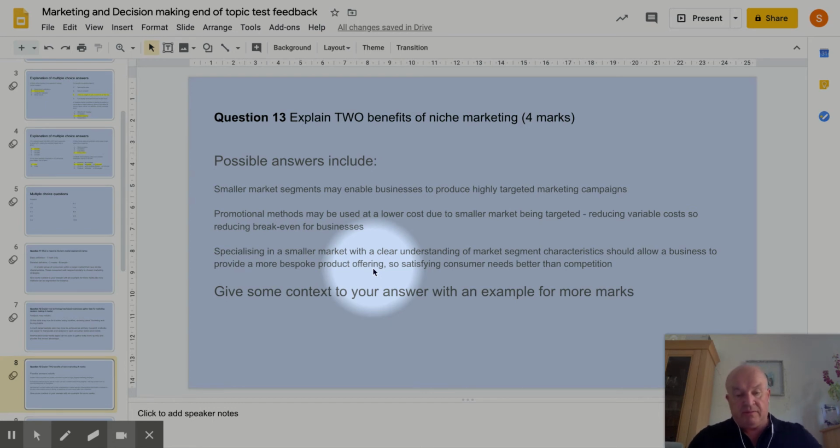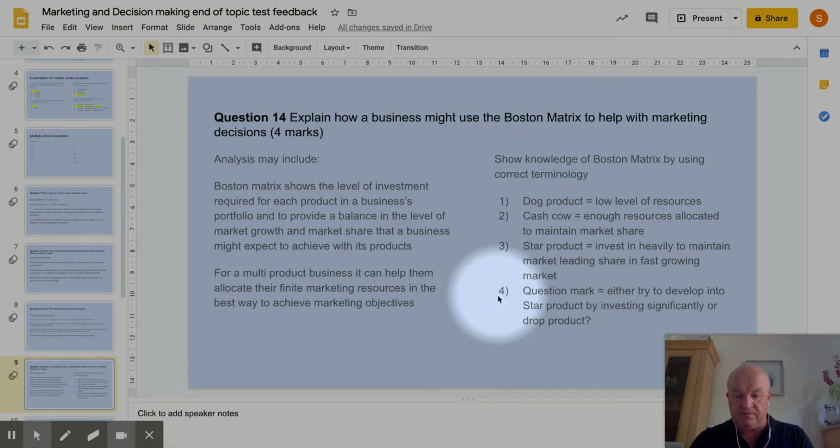Okay. But again, every time that you're doing any question like this where you've got a full marker, try to give some context to your answer. So try and give an example that you might have at your fingertips, or you might have experienced in working at your part-time job or whatever. Okay, so that's question number 13, worth 4 marks. Let's take a look at question number 14 then.